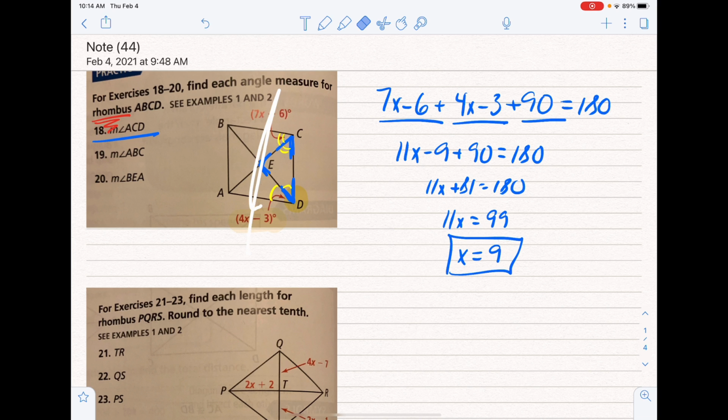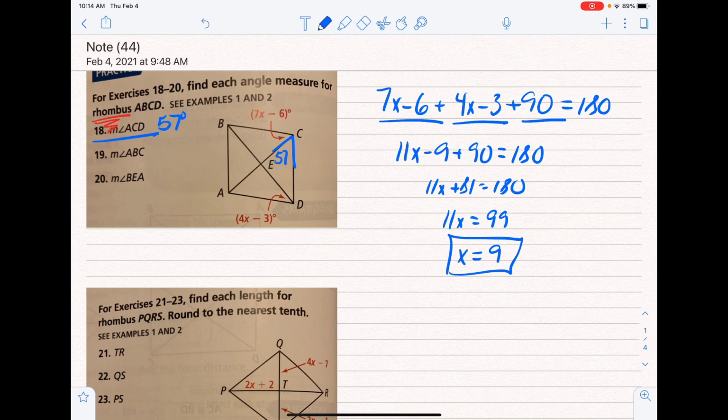Again, let's get rid of some of this extra stuff. Okay, so ACD is right here. I plug in the 9, and 7 times 9 is 63. Minus 6 would get me down to 57. Okay, so the measure of angle ACD is 57.